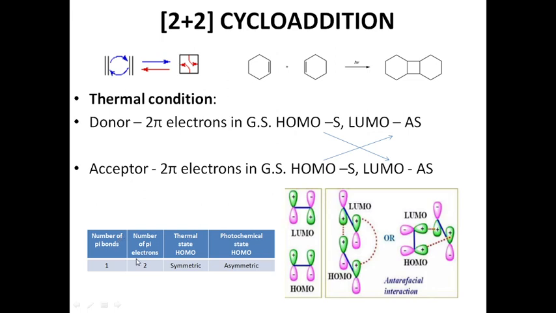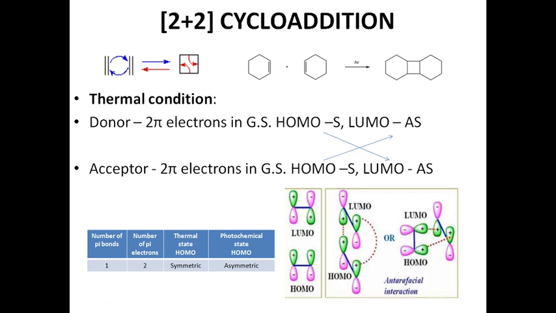So from this table we can see both diene and the dienophile have 2 pi electrons. So donor and acceptor both are 2 pi electron systems. So HOMO will be symmetric in both the cases, which means LUMO of both will be asymmetric. The bond will be formed between HOMO and LUMO, which means it is symmetric with asymmetric. We all know symmetric with asymmetric is interfacial interaction.